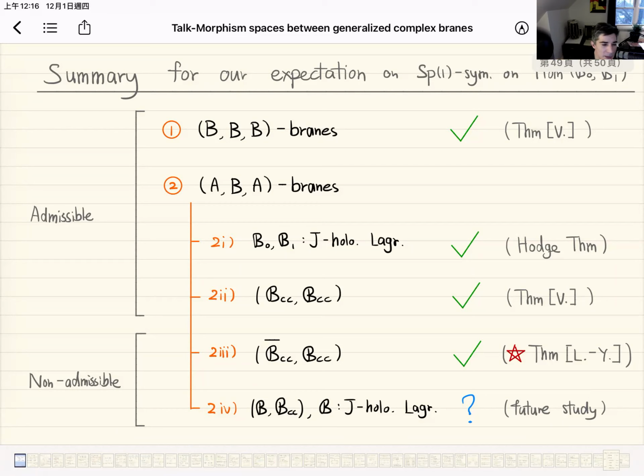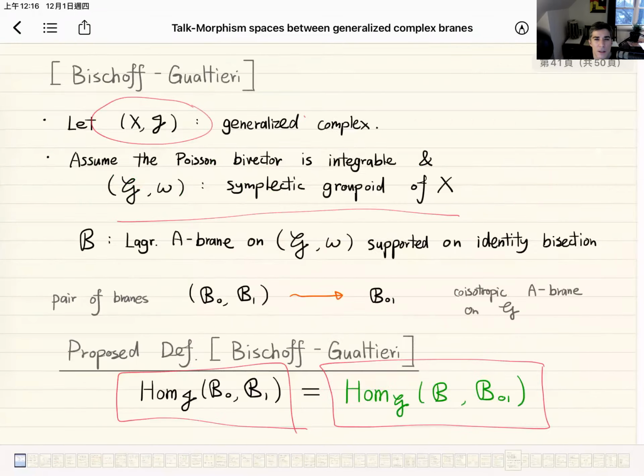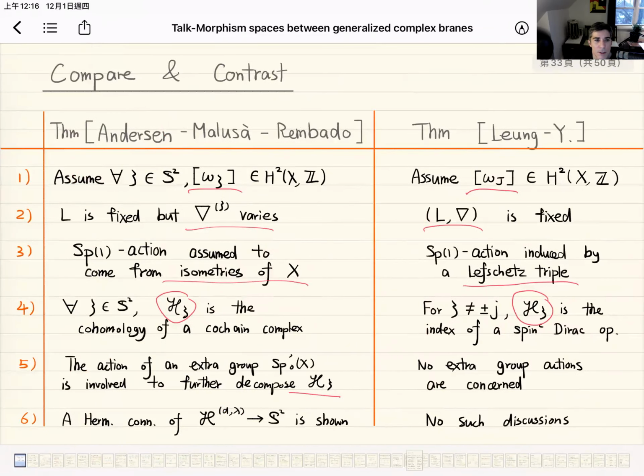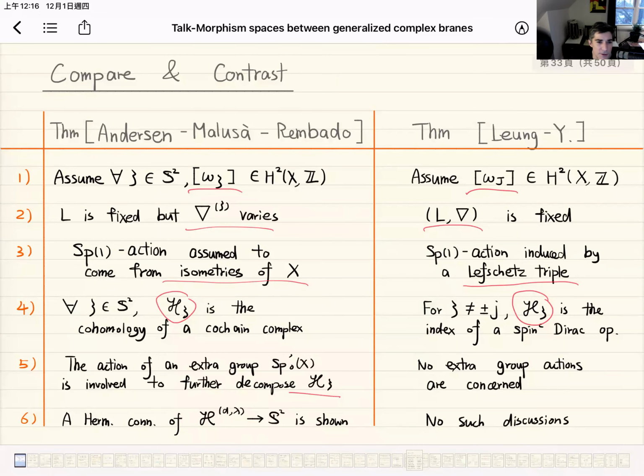Can you go back to the comparison, Tony? The comparison between your work and Ale's work? Yeah. Here. Right. So in the case of the Hitchin system, the first assumption on the left is not possible, right? Whereas the corresponding one on the right hand side is fine. Yeah, because in that case you have that omega J, I think it's a generator of H2, but omega I and omega K are trivial.